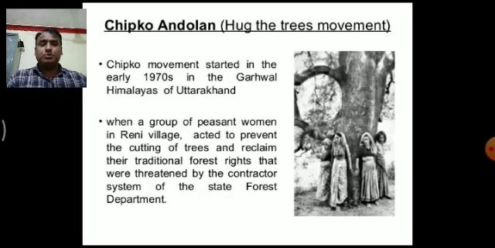Chipko Andolan. Chipko movement started in the early 1970s in the Garhwal Himalayas of Uttarakhand, when a group of peasant women in Reni village acted to prevent the cutting of trees, reclaiming their traditional forest rights that were threatened by the contractor system of the state forest department. Like Amrita Devi Vishnoi, these women also played a very important role to conserve the forest, to prevent the cutting of trees.